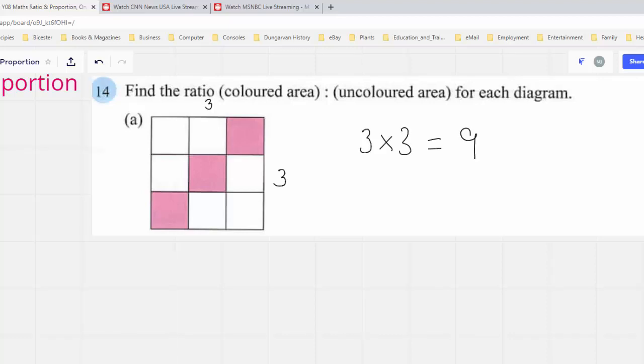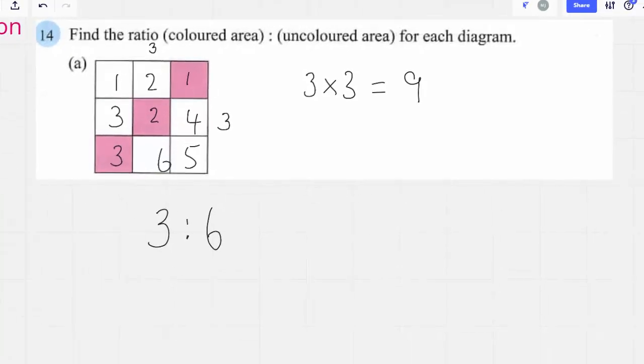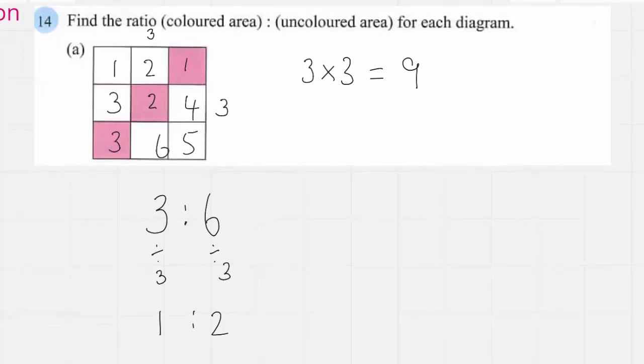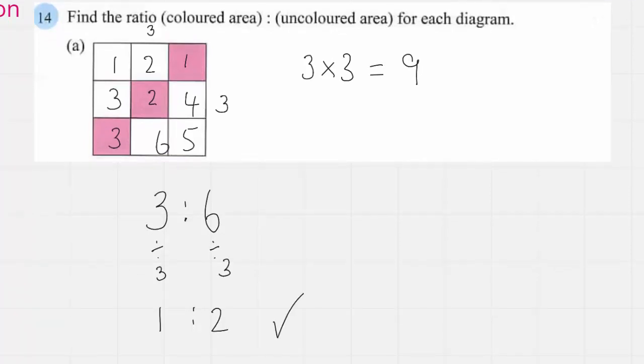We can see that there's 1, 2, 3 pink squares. We want the coloured to the uncoloured, so it's going to be 3 for the coloured, and the uncoloured is going to be 1, 2, 3, 4, 5, 6. So it's 3 to 6 is the ratio of coloured to uncoloured. But we should be able to simplify this. If we divide both sides by 3, we'll get 3 into 3 goes once, and 3 into 6 goes twice. So the actual result is 1 to 2, coloured to non-coloured.